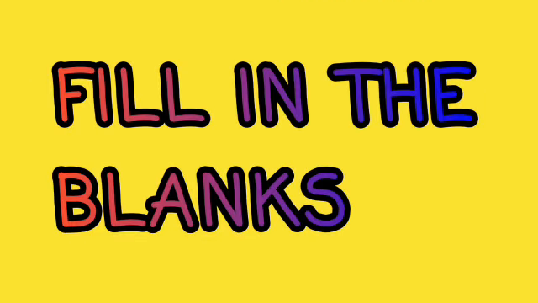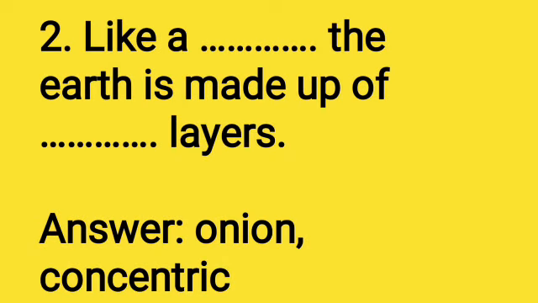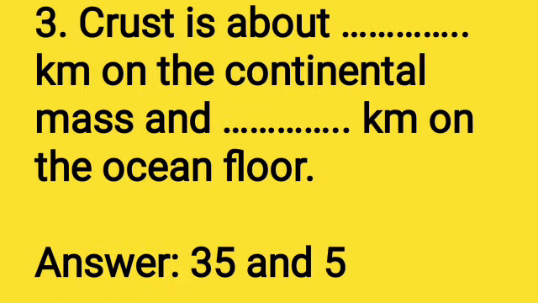Fill in the blanks with appropriate words. 1. Lava is the molten magma from the Earth's interior. Answer. Interior. 2. The Earth is made up of concentric layers like an onion. Answer. Onion, concentric. 3. Crust is about blank kilometers on the continental mass and blank kilometers on the ocean floor. Answer. 35 and 5.